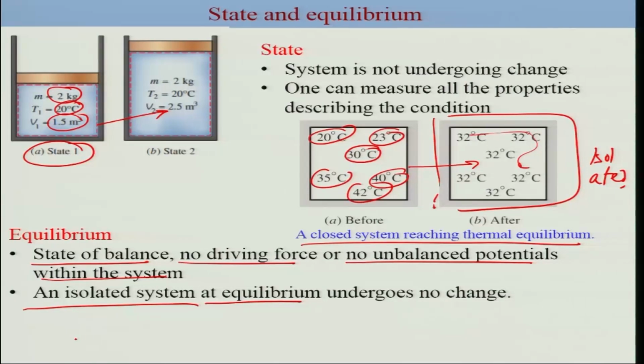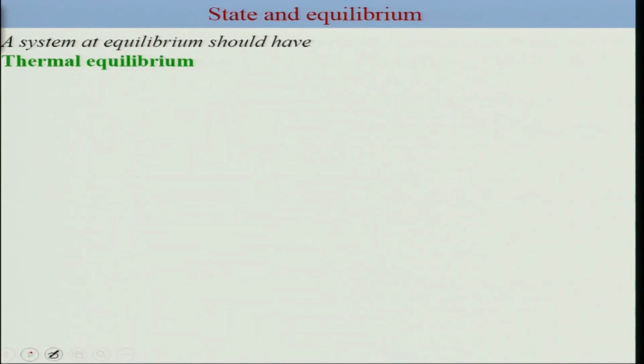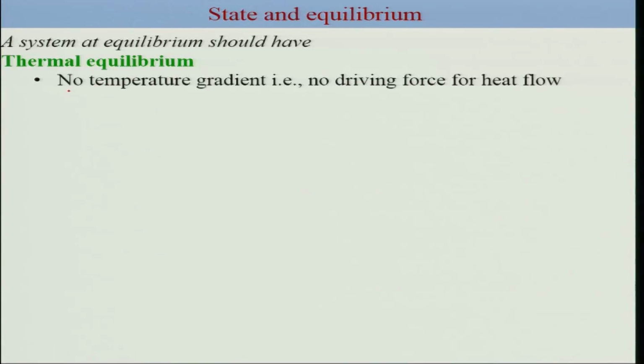Okay. So that's how we're going to have defined equilibrium. There are many forms of equilibrium. A system is said to be at equilibrium when all kinds of equilibrium conditions are met. The equilibrium conditions are thermal equilibrium, mechanical equilibrium, chemical equilibrium. So let's look at one step by step. Thermal equilibrium will be where there is no temperature gradient. That means there is no driving force for heat to flow.